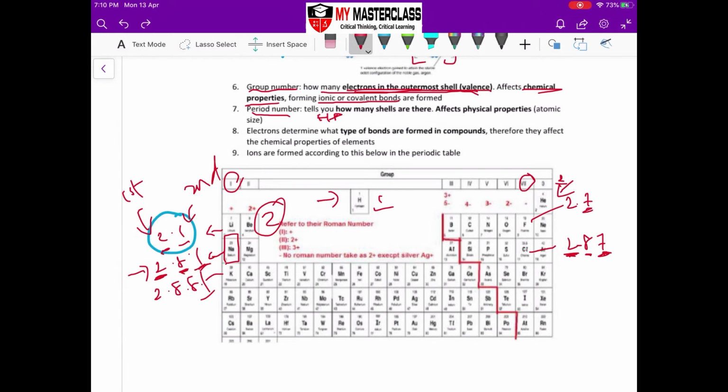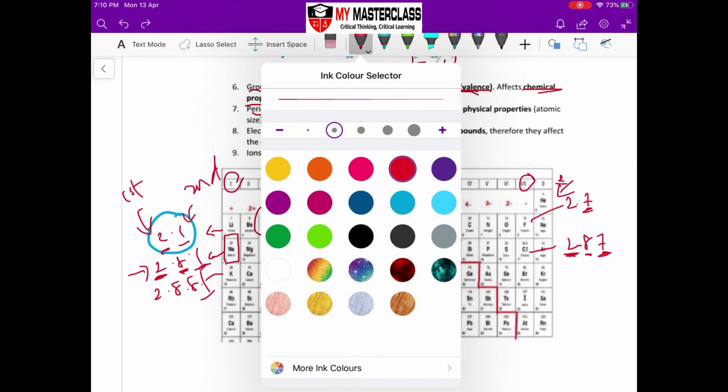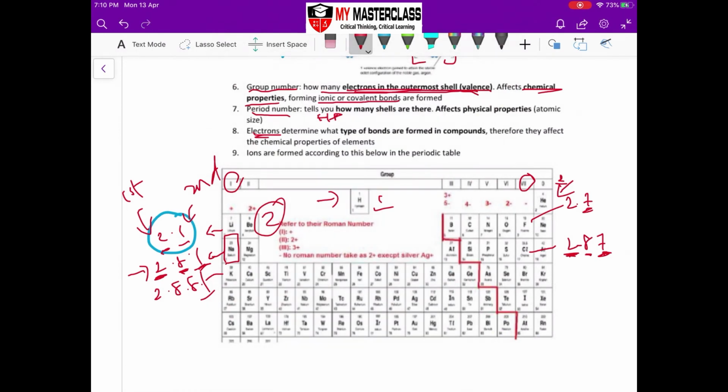Electrons will determine the chemical properties because they will affect what type of bond is formed. If you remember, the protons and neutrons affect the physical properties because they have mass, they affect the mass and the size. But electrons affect the chemical properties.